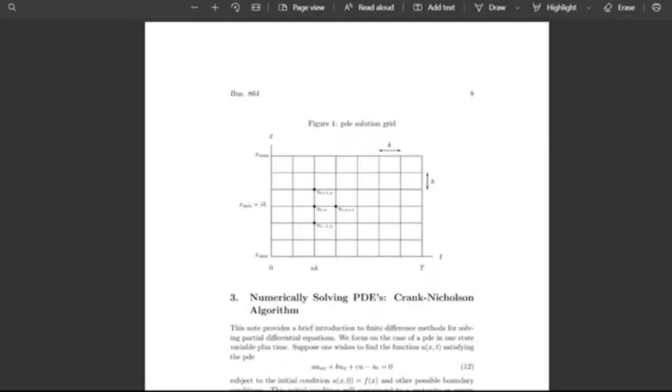So here's a stencil, and we use stencils for a number of reasons. We can use them in machine learning for edge detection, or we can use them to solve partial differential equations.